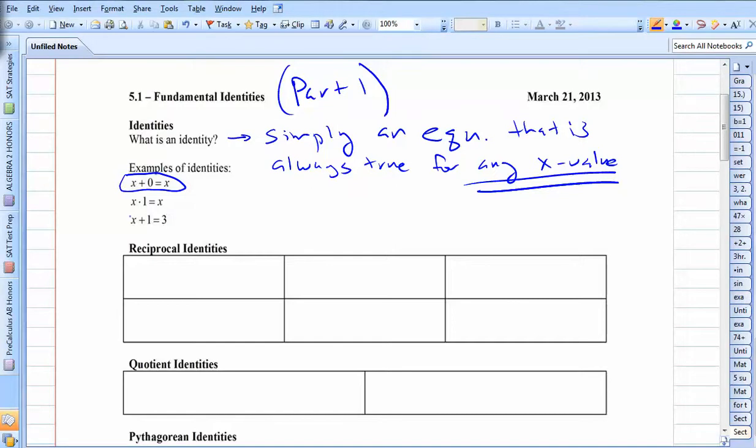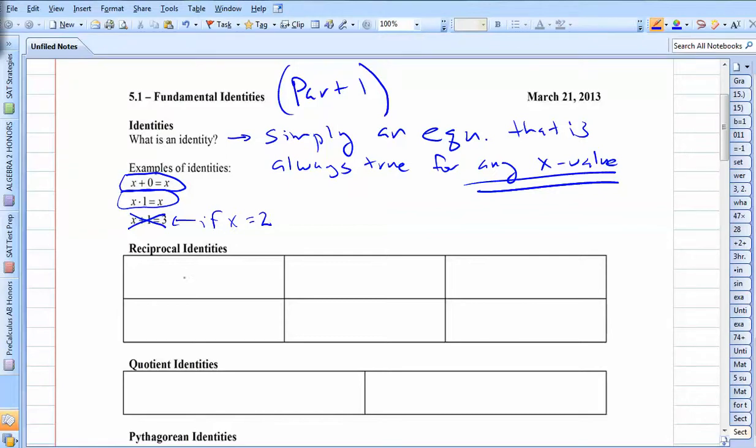But actually, I take that back. That right there would not be an identity because this would only be true if x equals 2. So only the first two equations you saw there were identities. So we're now actually going to look at this in terms of trigonometry.